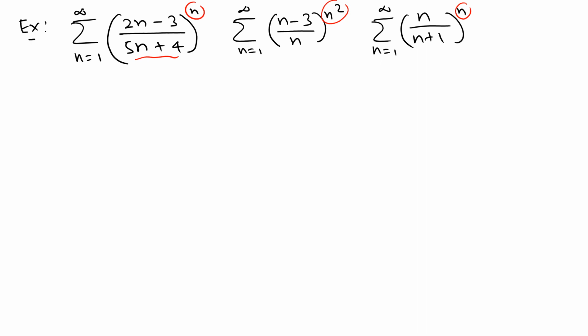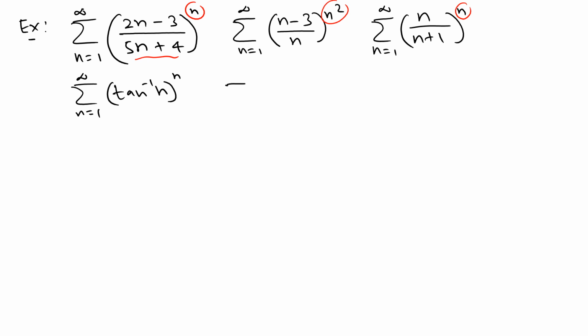Good. And some other ones. You can say the sum from n equals 1 to infinity of (tan inverse n) to the nth power. We know tan inverse n, when n goes to infinity, is going to go to pi over 2, which is a number. It's going to go to pi over 2. Good.